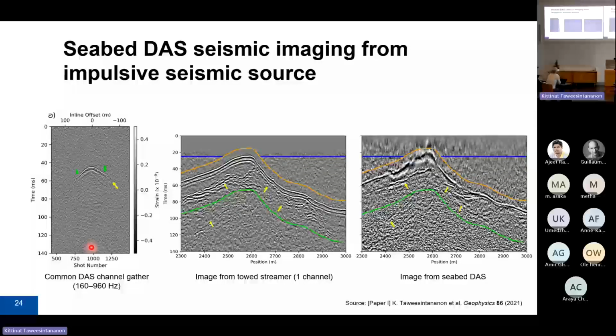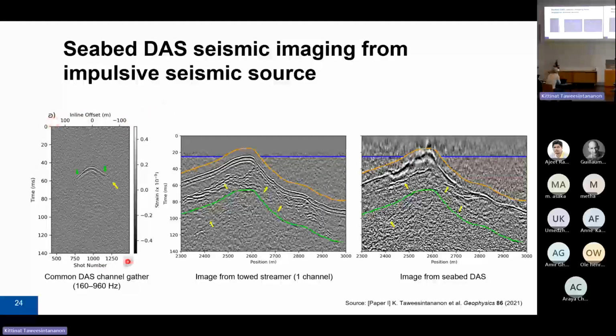The first application, for seismic exploration, I show you in the first paper published in 2021, talking about the seabed DAS application from the impulsive seismic source. Here, the seismic source I use is high frequency. The dominant frequency is about 600 Hertz.